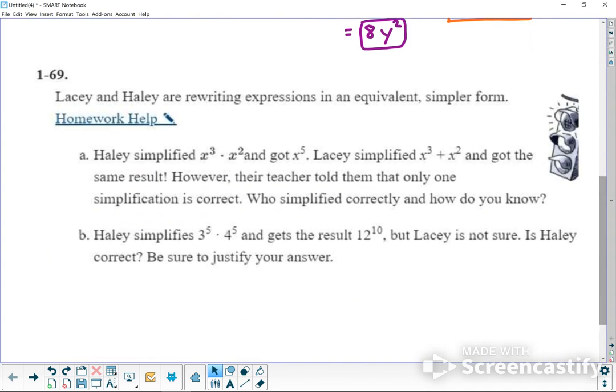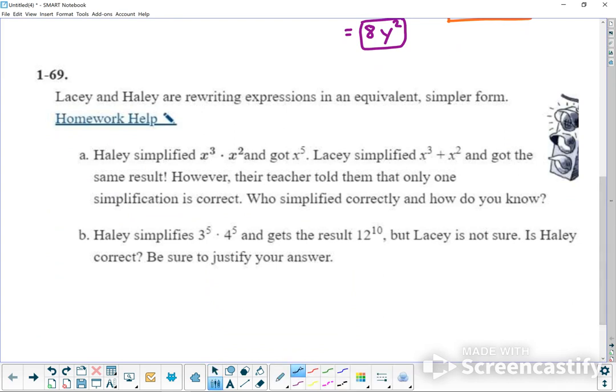69. Lacey and Haley are rewriting expressions in an equivalent simpler form. Haley simplified x to the third times x squared and got x to the fifth. Lacey simplified x to the third plus x to the second and got the same result. However, the teacher told them that only one simplification was correct. Who simplified correctly, and how do you know?